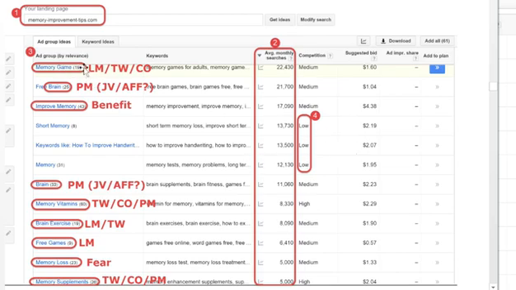And then I just write the initials: LM for lead magnet, TW for tripwire, CO for core offer, and PM for profit maximizer. And so each of these items that are ad groups here, memory game could be lead magnet, tripwire, or core offer. Free brain could be a profit maximizer, and I'm thinking JV and affiliate for that. Improved memory, that's a benefit. Brain, again, is probably a profit maximizer for me with a JV or affiliate. Memory vitamins could be a tripwire, core offer, or profit maximizer.